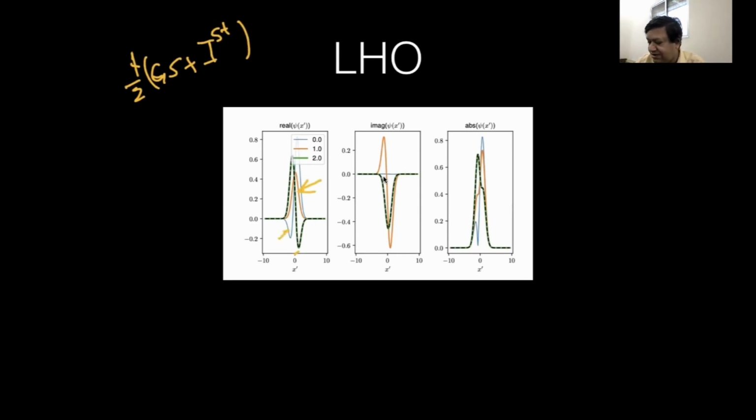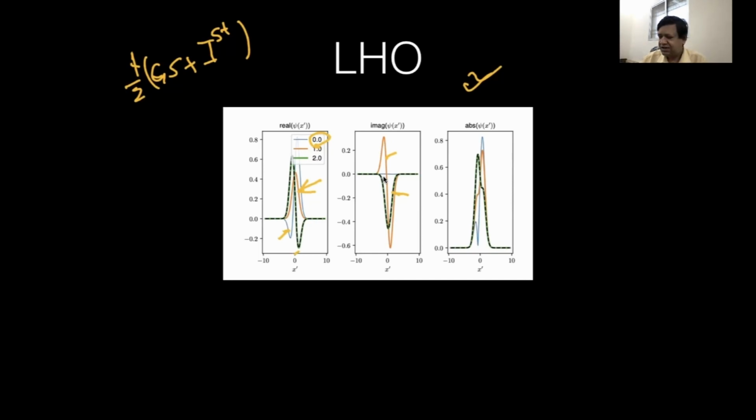This one is t equal to 0. Then at t equal to 1 we get this, and at t equal to 2 we get this, and the exact solution is the dashed black curve, which is roughly on top of the numerical solution. Okay, so this is also doing quite well. So the finite difference scheme is not bad as long as we are doing it carefully.